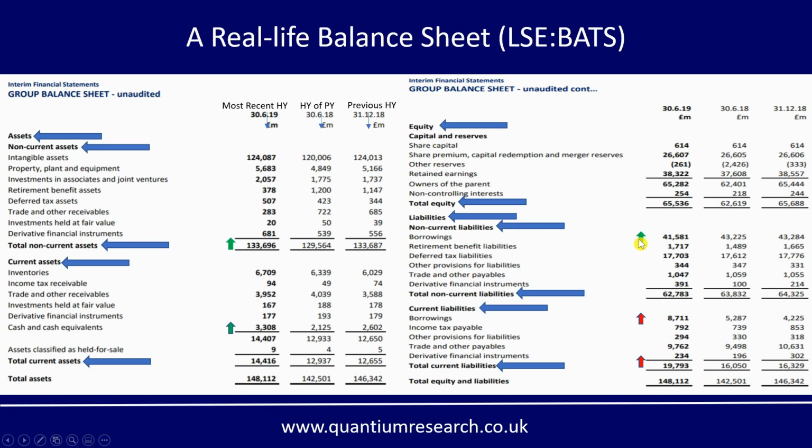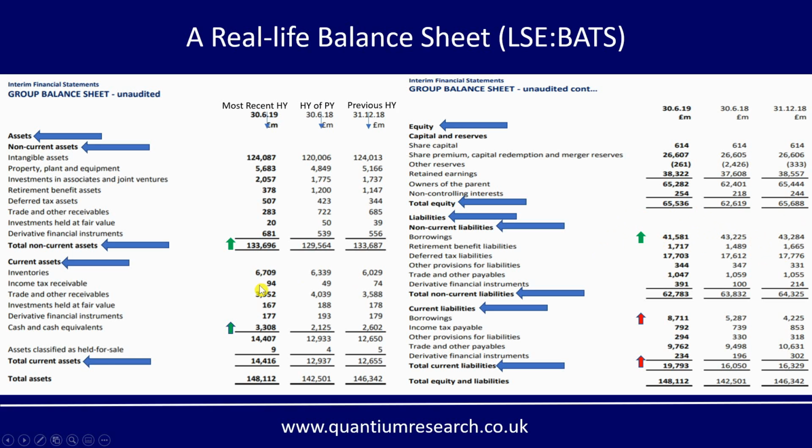Borrowings have decreased in terms of long-term borrowings under the non-current liabilities section. We put an arrow upwards here to show a positive change, because in the previous half year, the 31st of December 2018, the total long-term borrowings figure was at 43 billion 284 million pounds. And now it is at 41 billion 581 million pounds. So that's what, 1.5 odd billion pounds less debt.